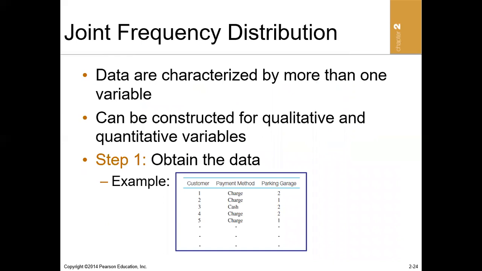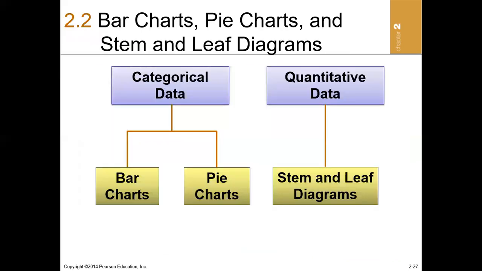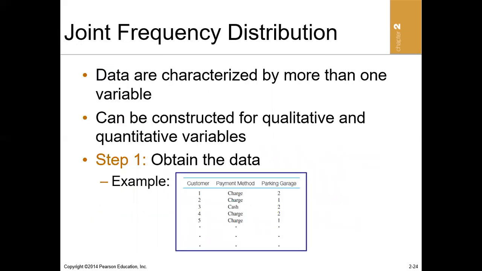Then we also have joint frequency distribution, etc., etc. Now, this is done when data is characterized by more than one variable.